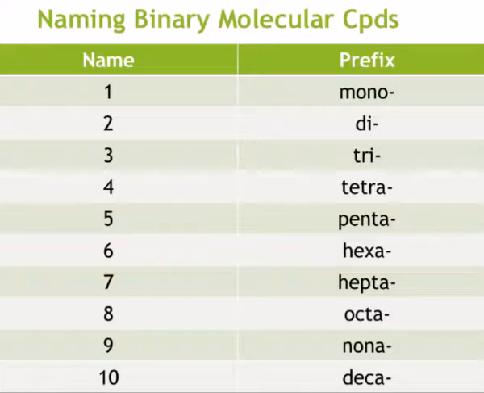In molecular compounds, do we have ionic bonding taking place? No, because molecular implies what? Covalent. So there will be no ions in here.